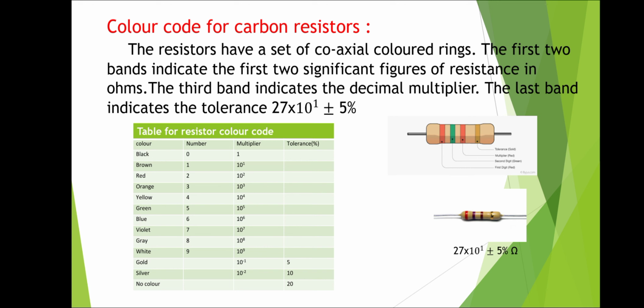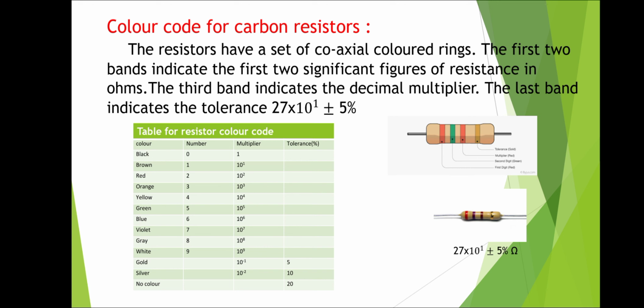For example, the resistor has a set of coaxial colored rings. The first two bands indicate the first two significant figures of the resistance in ohms. The third band indicates the decimal multiplier. The last band indicates the tolerance. For example, 27 into 10 power 1 plus minus 5%.